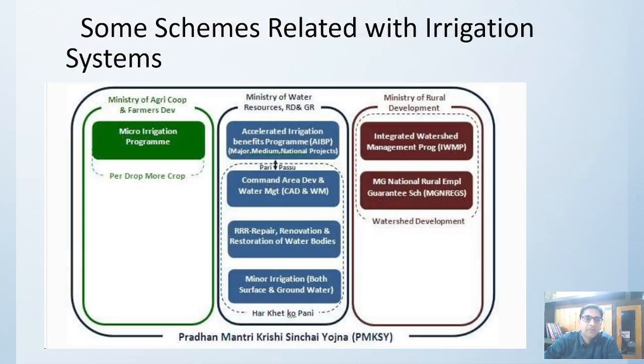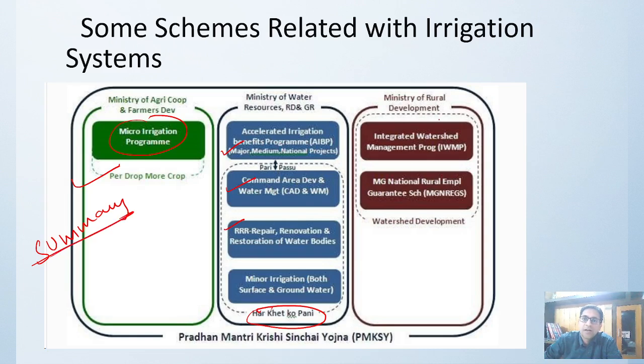So we have three things: Ministry of Agriculture and Cooperation, micro irrigation program, Per Drop More Crop. Under the Accelerated Irrigation Program, we have to finish all the major, medium and national projects. Command area development, and repair, renovation and restoration of water bodies. Har Khet Ko Pani is another topic over here. So this is like a summary.